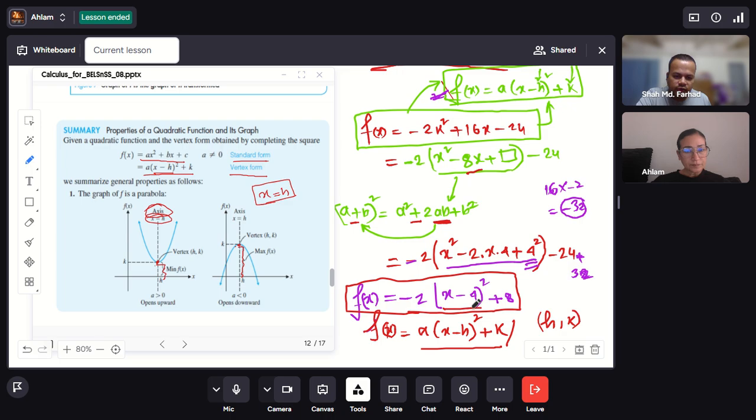Since in this function we have x minus 4 power 2, what will be the equation of the axis? That will be x equals 4, right? That is the equation of the axis. And whether it opens upward or downward depends on the value of a. If a is negative, it will open downward, and if a is positive, then it will open upward.